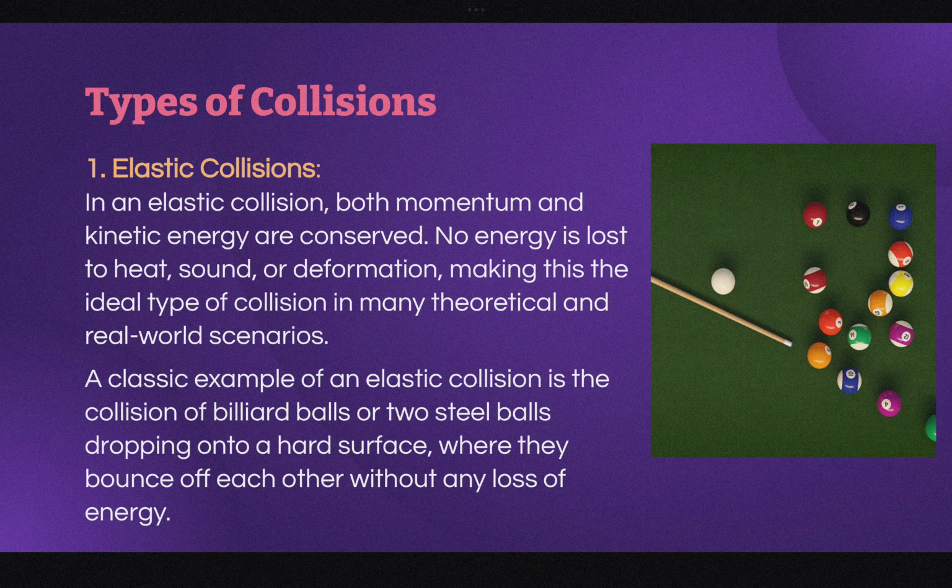First, there is elastic collision. In an elastic collision, both momentum and kinetic energy are conserved. No energy is lost due to heat, sound, or deformation, making this the ideal type of collision in many theoretical and real life scenarios. For example, the collision of billiard balls is an elastic collision, or two steel balls dropping onto a hard surface where they bounce off each other without any loss of energy is also an example of elastic collision.